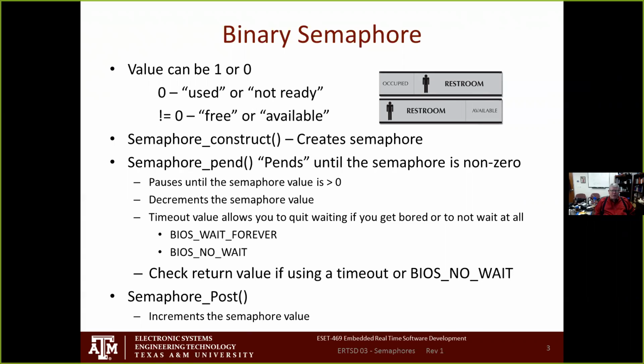And it's going to decrement the semaphore value. So if we are in the free or ready state, we are non-zero, typically a 1. For a binary semaphore, it absolutely is a 1. So what happens is when we call semaphore pend, the value is decremented, so now the value is 0, and the operating system won't return control to the task until that value has been changed.